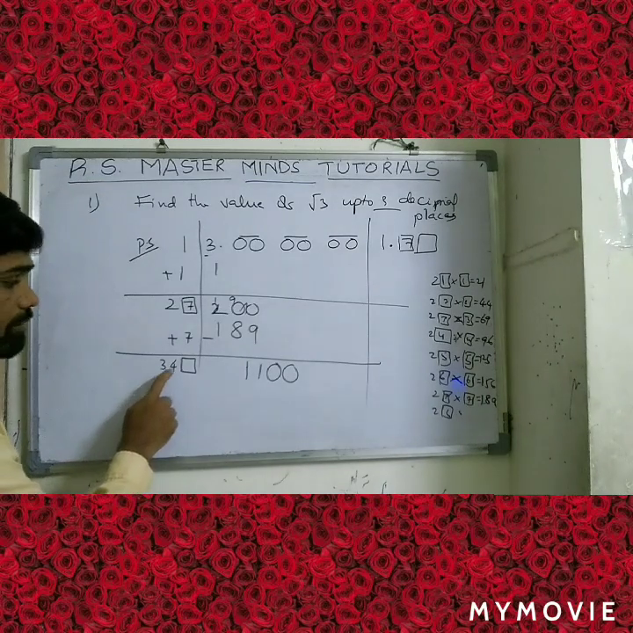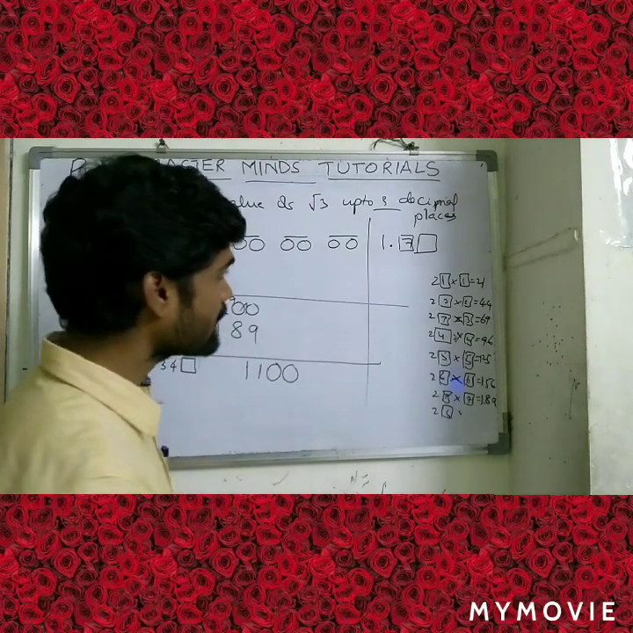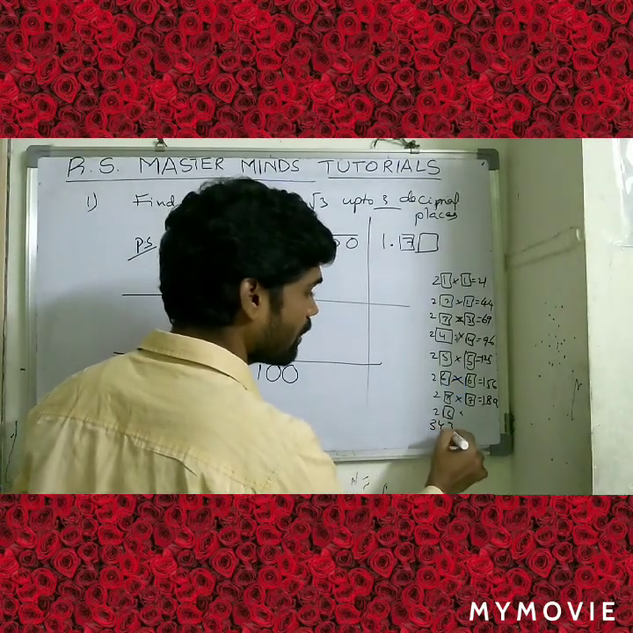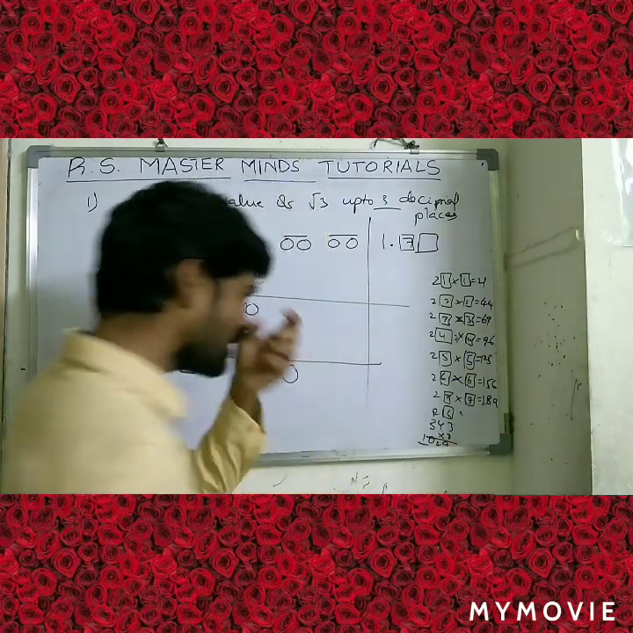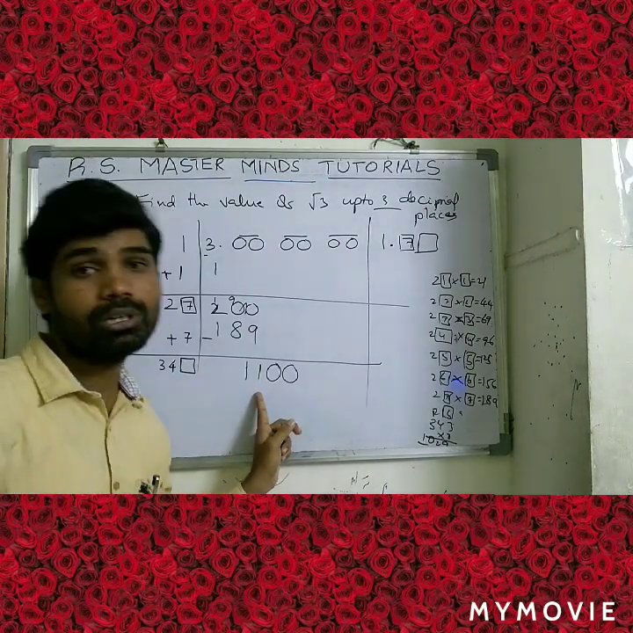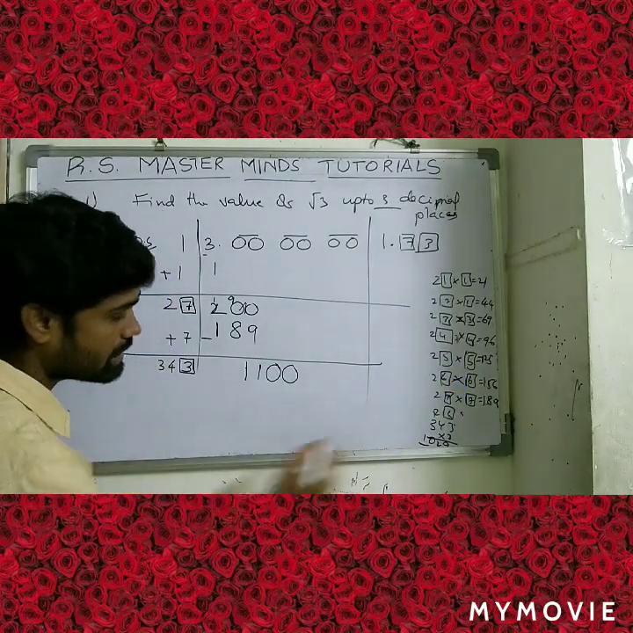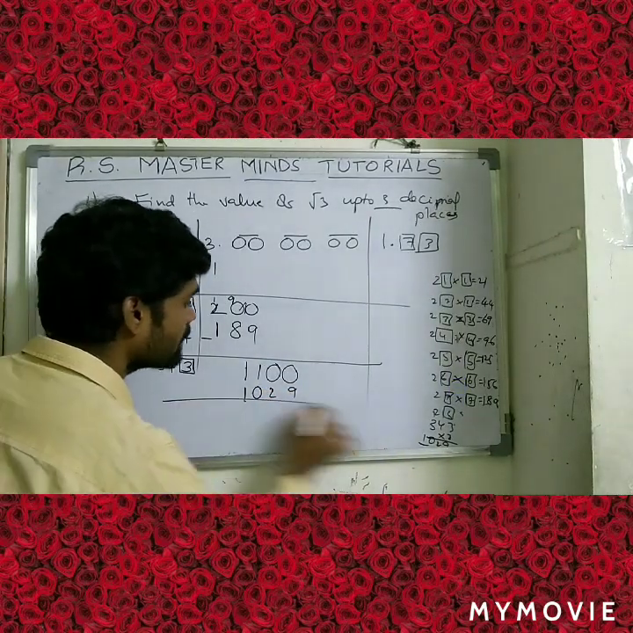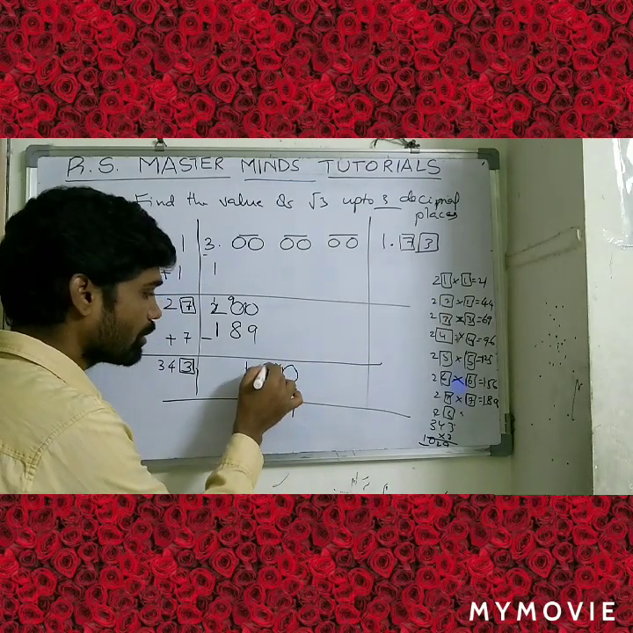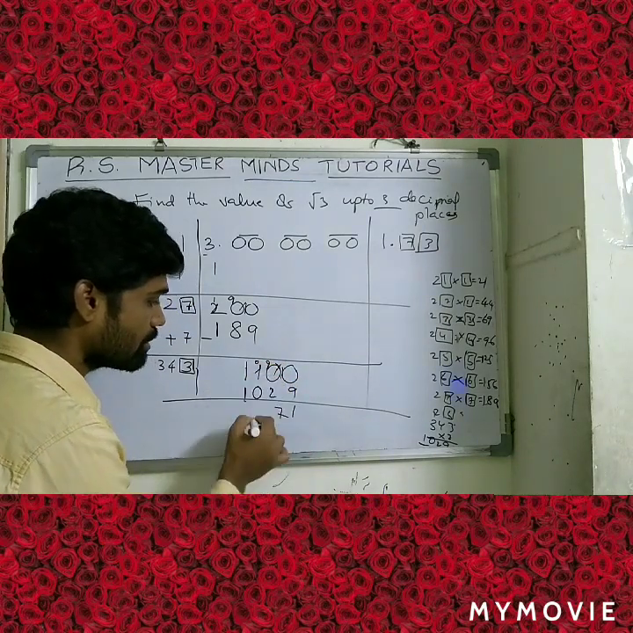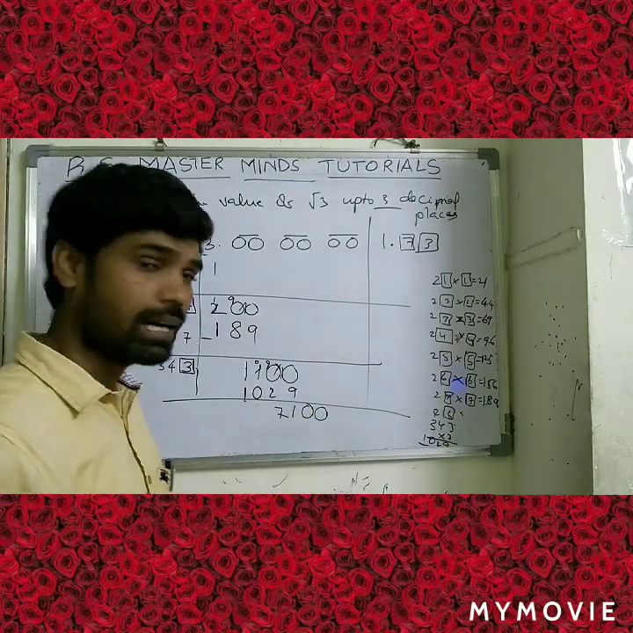So 340, 340 1s are 340, 341 1s are 341, 342 2s are 684, 343 3s are... let us check 343 3s are. 3 3s are 9, 3 4s are 12, 3 3s are 9 plus 1 is 10. So 1029. Yes, exactly, it is near. So 343 3s are 1029. Let us subtract again: here 9, here 0, 9 minus 2 is 7, so 0 and 0, then 1.